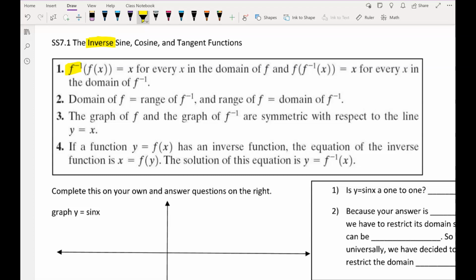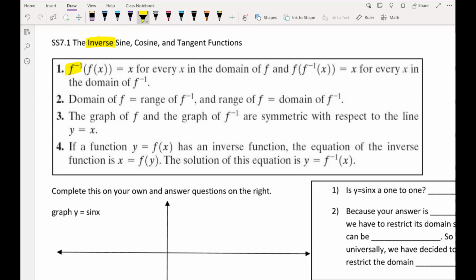So what this means is when we compose, and guys, these do not mean multiplication. These are composition. What does the word composition mean? One function is being plugged into another, okay? So when we compose the regular function into the inverse, it has to equal x. And at the same time, when we compose the inverse into the regular, it has to go to x.